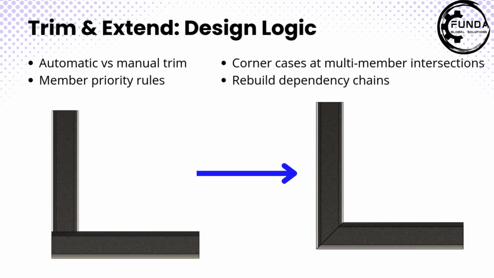One of the most critical tools in weldment modeling is trim and extend. We can let SOLIDWORKS trim members automatically, or we can define trimming logic manually. In advanced designs, we must carefully control member priority, especially at L corners and complex intersections. Different trimming decisions create different joint conditions, and they directly affect rebuild behavior and model stability. Understanding this logic is what separates basic users from professionals.